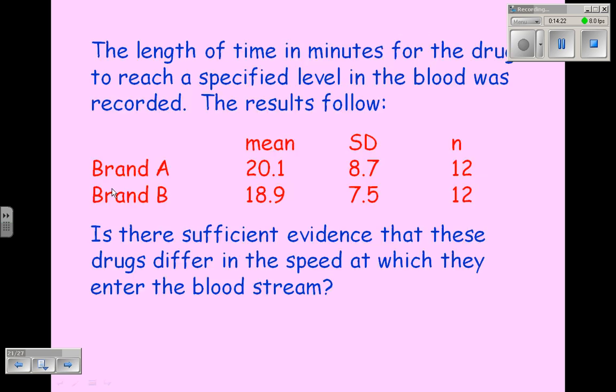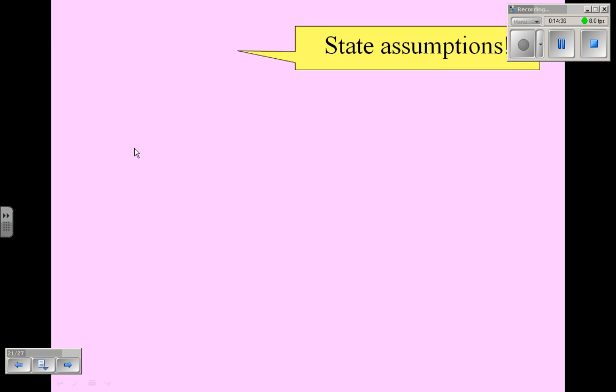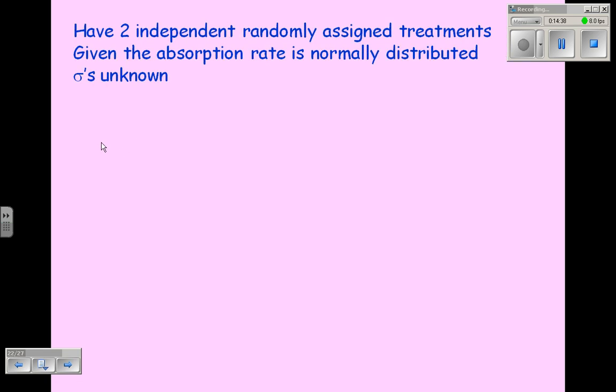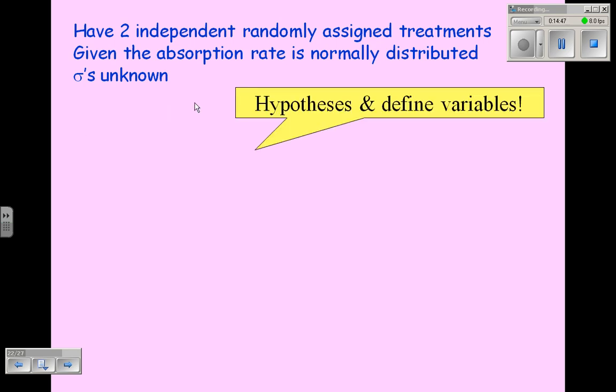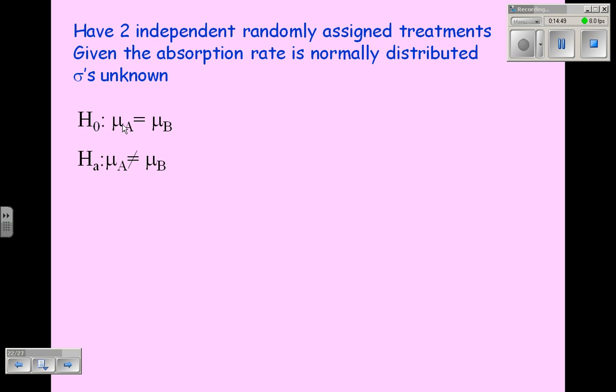So back to our brand of medication, and here's the data that we had from earlier, and we want to know this time, is there sufficient evidence that these drugs differ in the speed at which they enter the bloodstream? So let's state our assumptions. We have two independent randomly assigned treatments. We know that the absorption rate is normally distributed, and we know the sigmas are unknown. Let's write our hypothesis. Our hypothesis is that there is no difference. Mean A equals mean B.